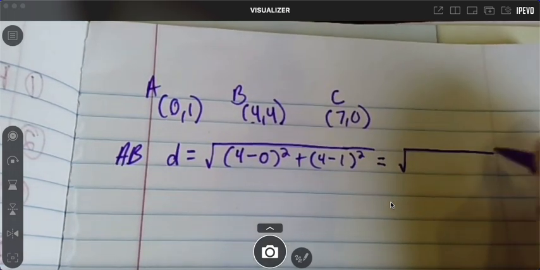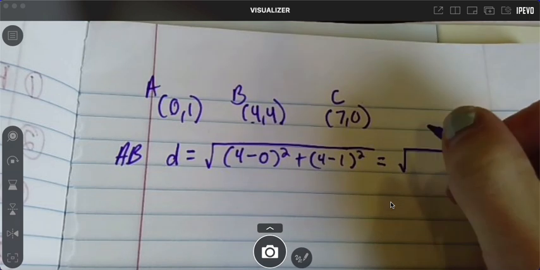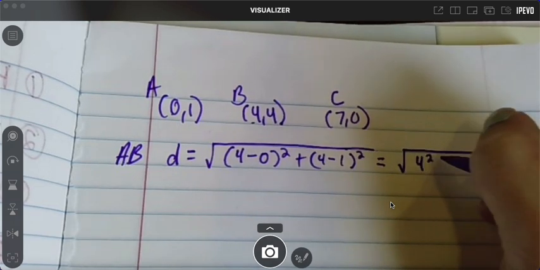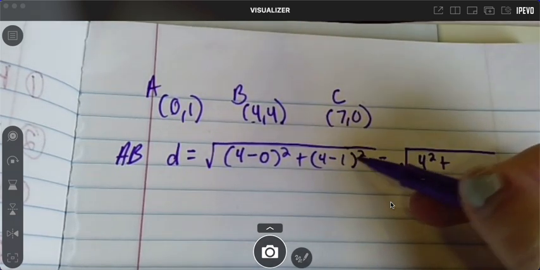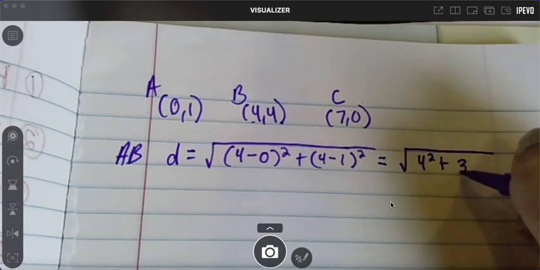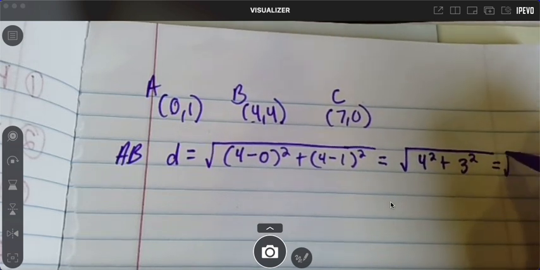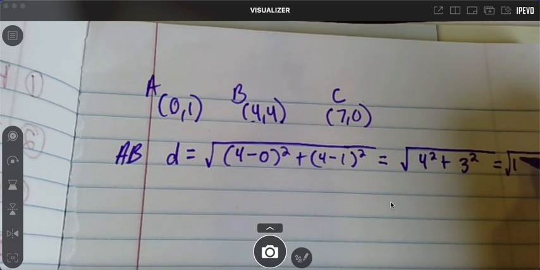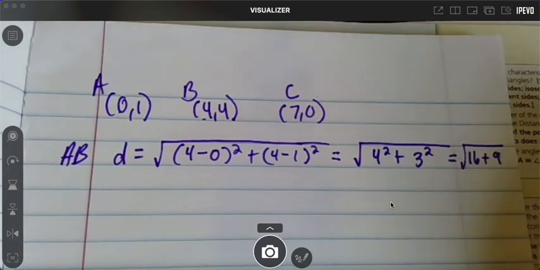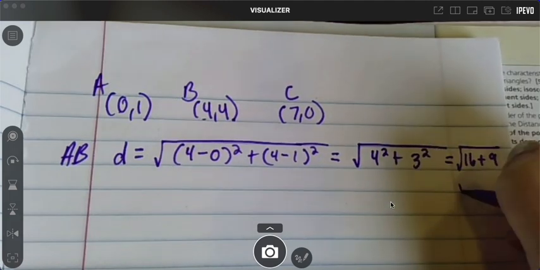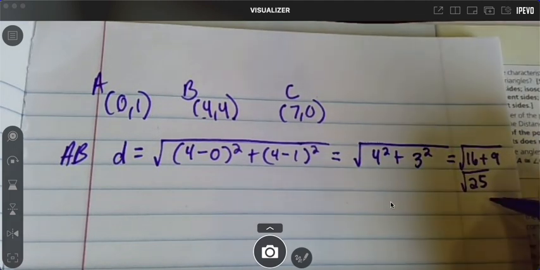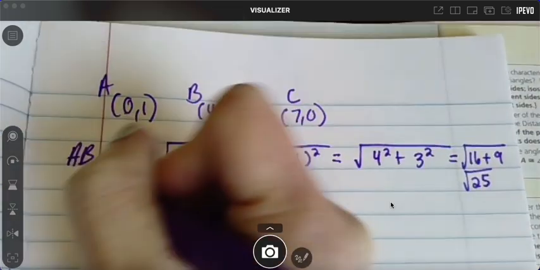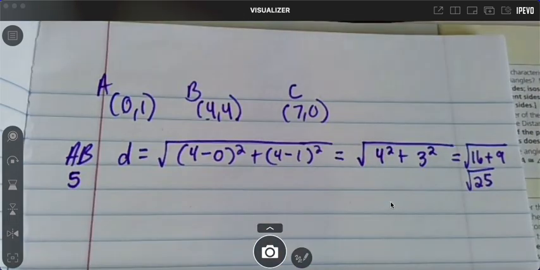So I put the square root, and what's 4 minus 0? 4 squared. And what's 4 minus 1? 3 squared. So what is 4 squared? And what is 3 squared? And what is 16 plus 9? What is the square root of 25? 5. So AB is my distance of 5.